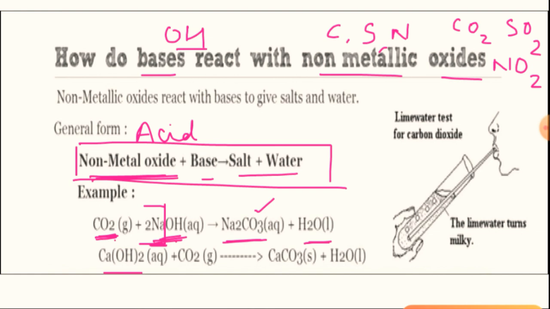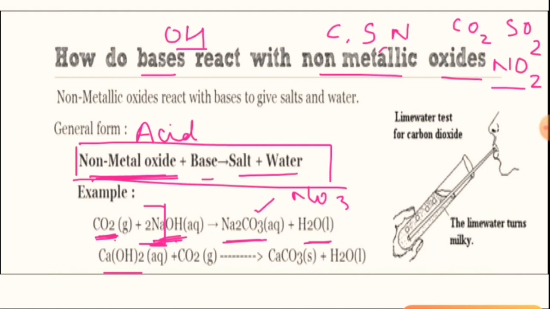Okay, when sulfur dioxide reacts with a base, it will produce sulfate, SO4, as a salt. When NO2 or any nitrogen oxide compound reacts with the base, it will form nitrate as a salt. We'll get here NO3. Nitrate means NO3.